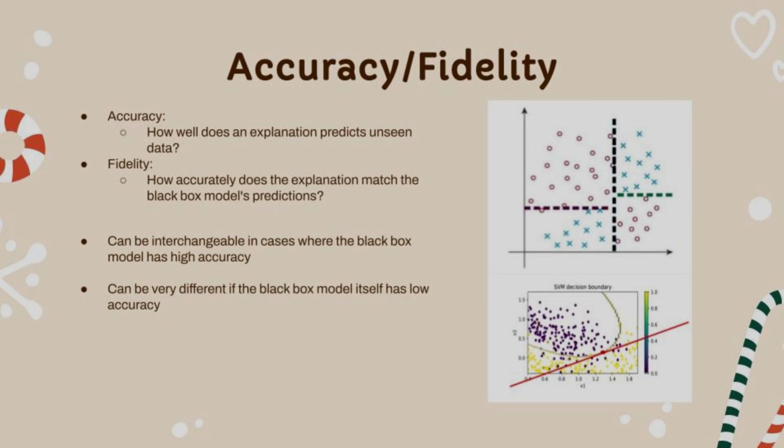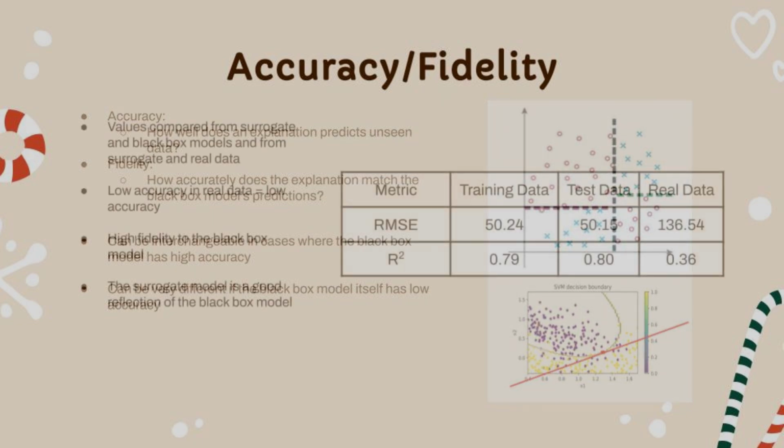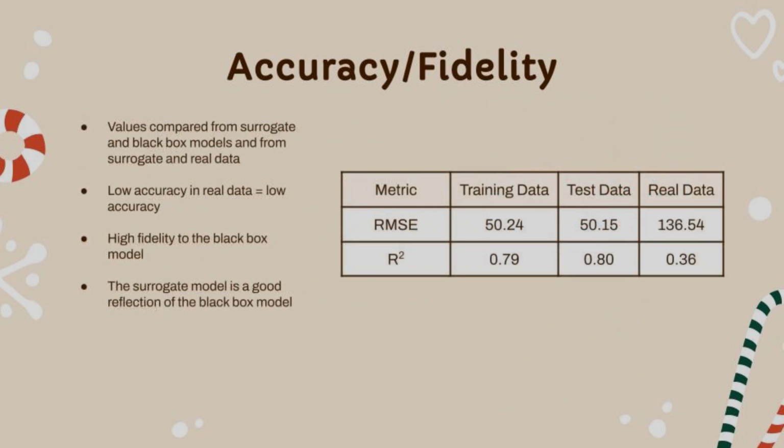The accuracy and fidelity of the surrogate model can be obtained by comparing the prediction values of the explanation with both real data and predictions of the black box model. What we can see is that even though the accuracy is low, the fidelity with the black box model is high, which indicates that the explanation is a good reflection of the model and that it has low accuracy.